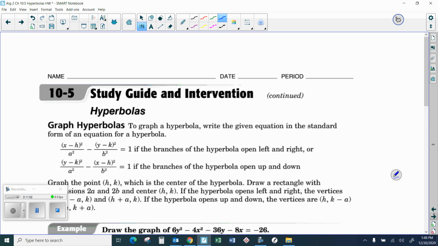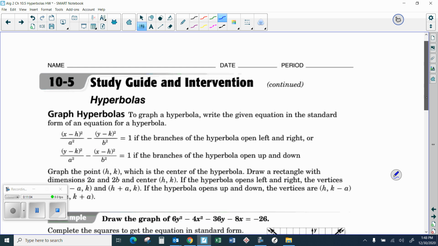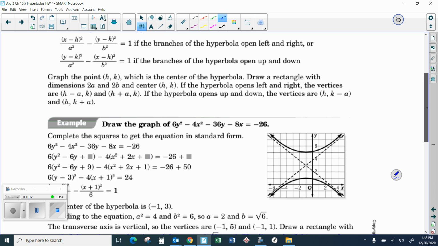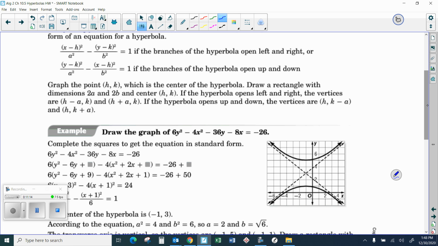That is the front page. To graph the hyperbola from the equation, now they throw in the x minus h, y minus k, etc. Again, it's always going to equal 1. Remember the difference between hyperbola and ellipse, it has a minus sign, so the order matters now. But it's still 1. Complete the square. Get the equation in standard form.